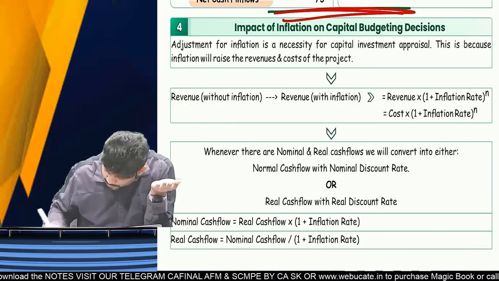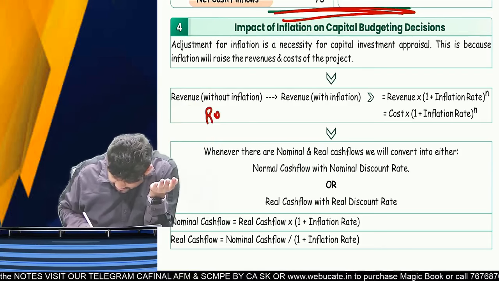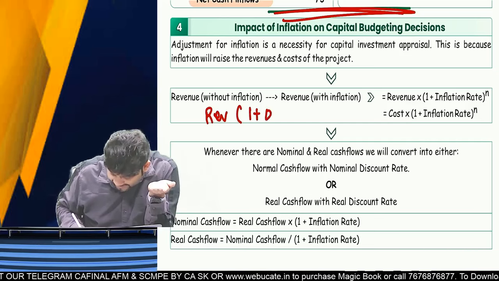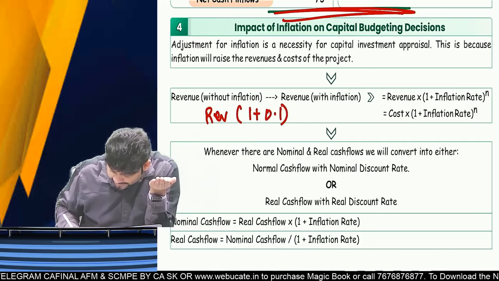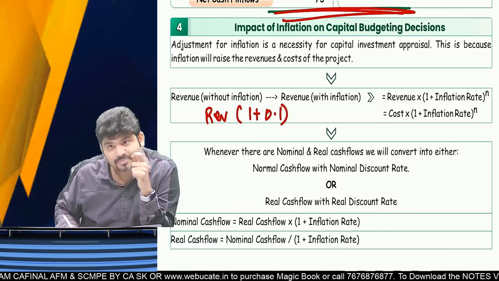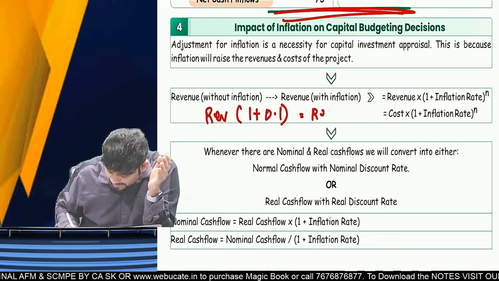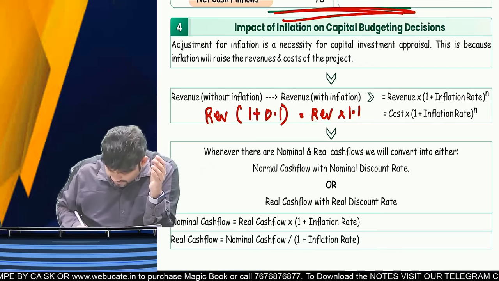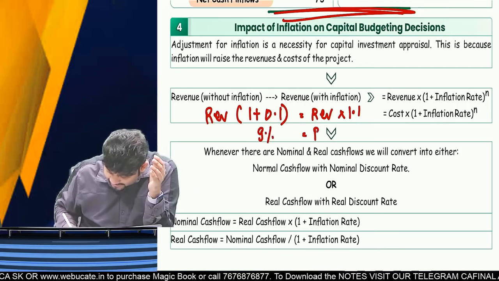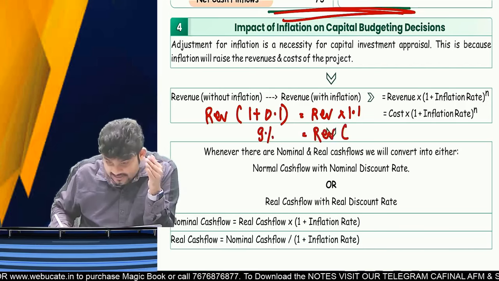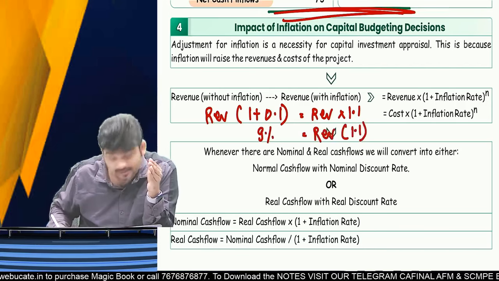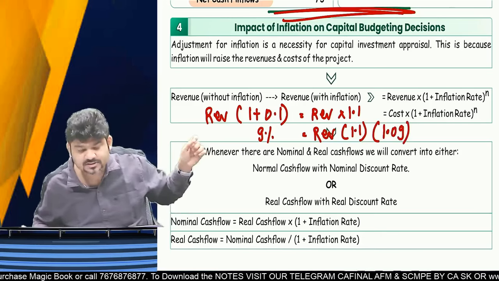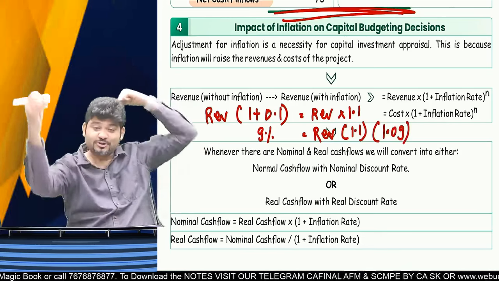So how do you do that? Whatever revenue will be given to you, multiply by, say, 10% is the inflation rate. So 0.1, right? 10% is 0.1. So this will become whatever is the revenue into 1.1. Say next year, the inflation is given as 9%. So your revenue will be, see, first year it increased by 10%. Next year it will increase by 9%. So you will have to take the first year also and then the second year.